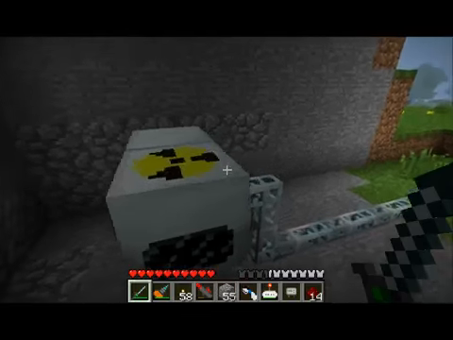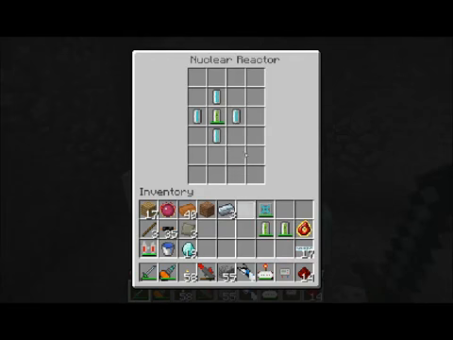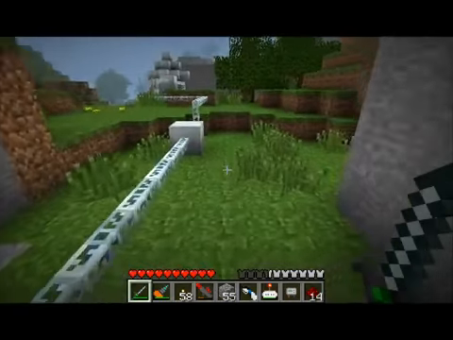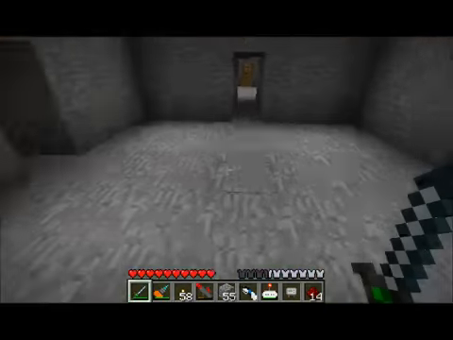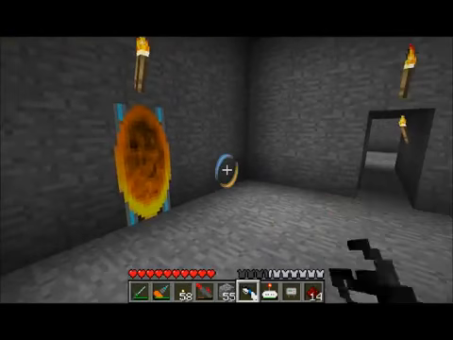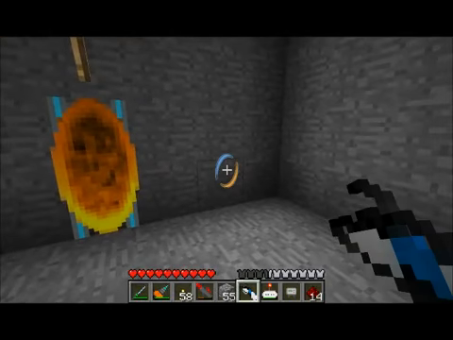Okay, so now you can fit more uranium cells, coolant cells, heat dispersers, and all that good stuff in your nuclear reactor. So that's Nuclear Reactors 101. As I said, I don't fully understand all the components of how they work. I got the basic gist, I think.